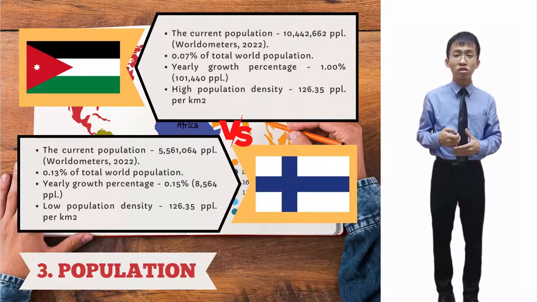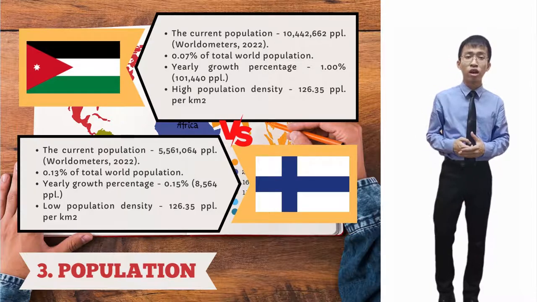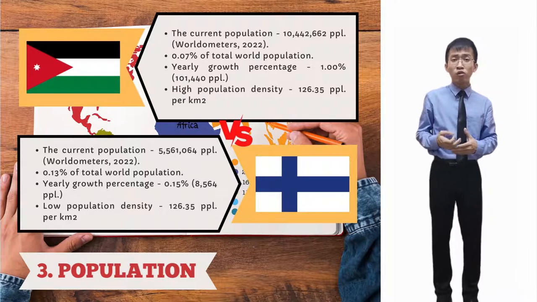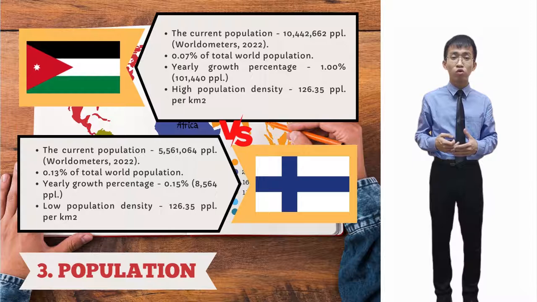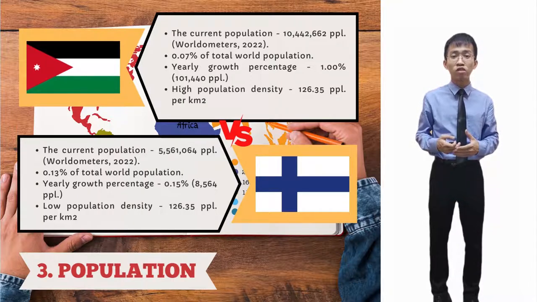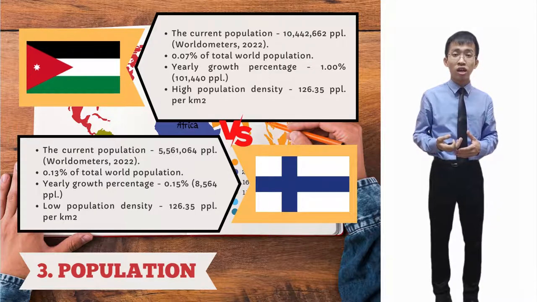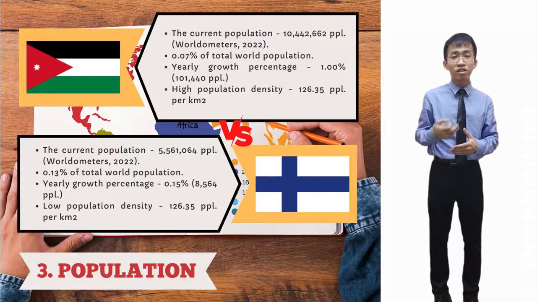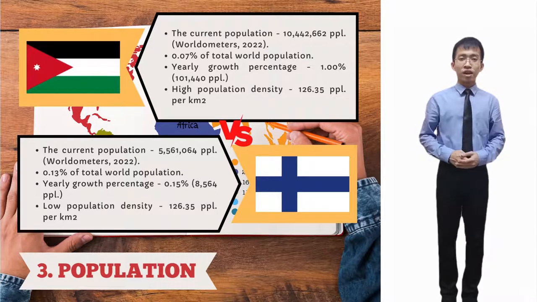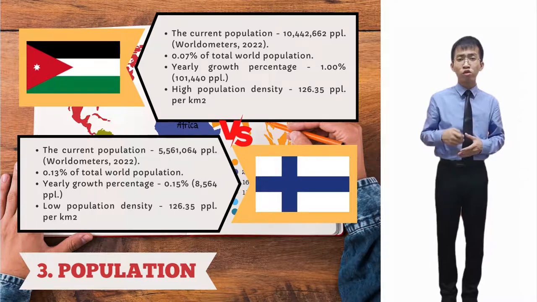This shows a large difference between the populations of both countries. Besides that, the yearly growth percentage of Jordan's population is 1%. That is equivalent to 101,440 people, which is higher than the yearly growth percentage of Finland's population, which is only 0.15%. That is equivalent to 8,564 people at most.